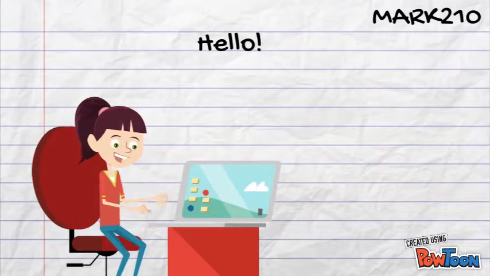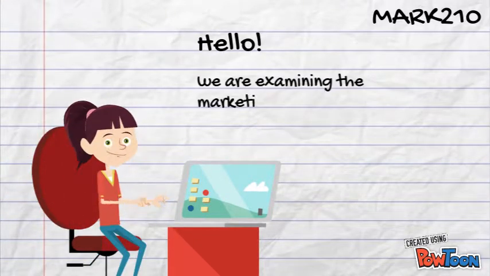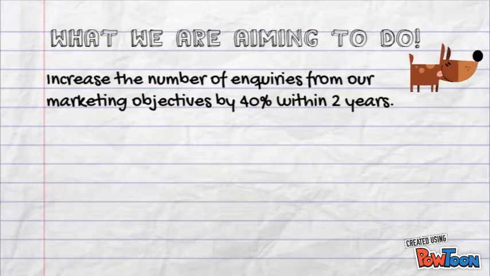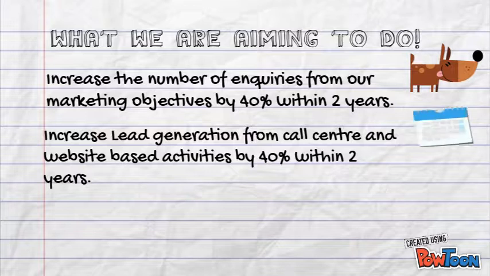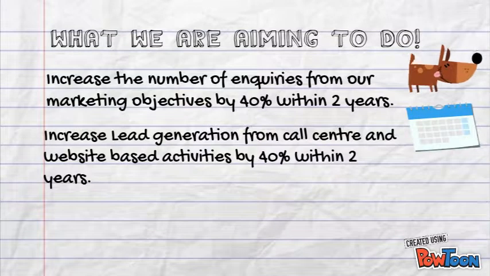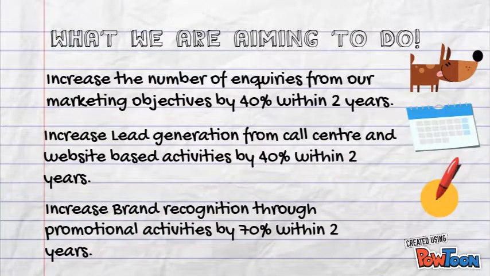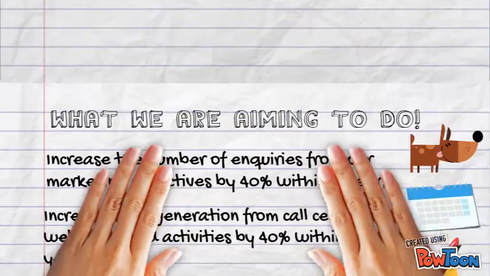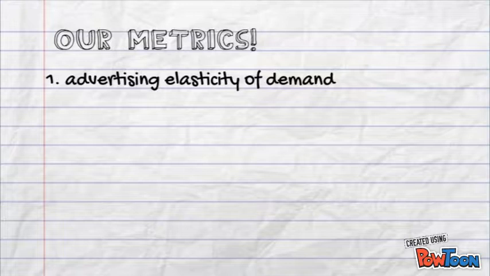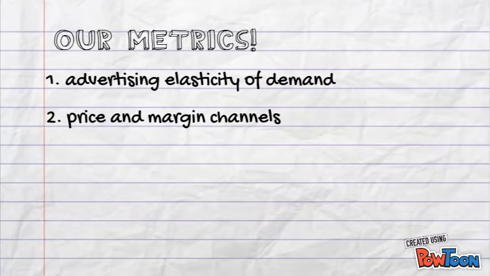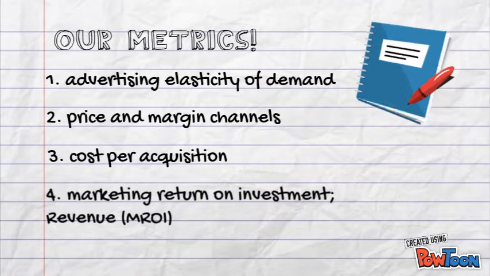Hello, we're examining the marketing metrics of Aussie Pooch Mobile. We are aiming to increase the number of inquiries from our marketing objectives, increase lead generation from call centre and website-based activities, increase brand recognition through promotional activities all throughout a 2-year period. The metrics that will be discussed are advertising elasticity of demand, price and margin channels, cost per acquisition, and marketing return on investment revenue.